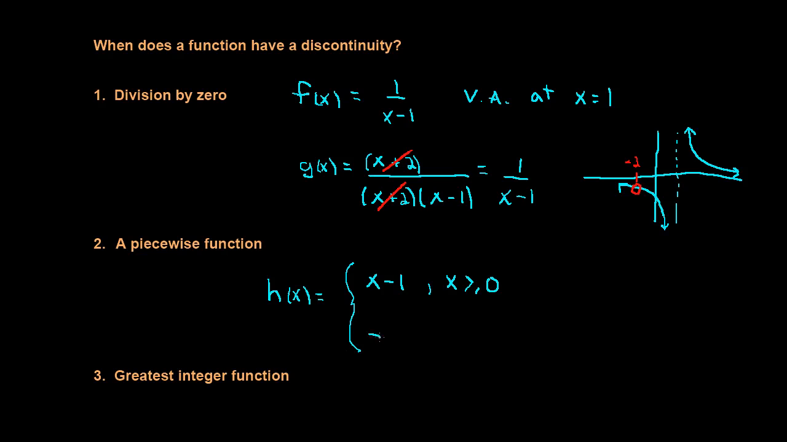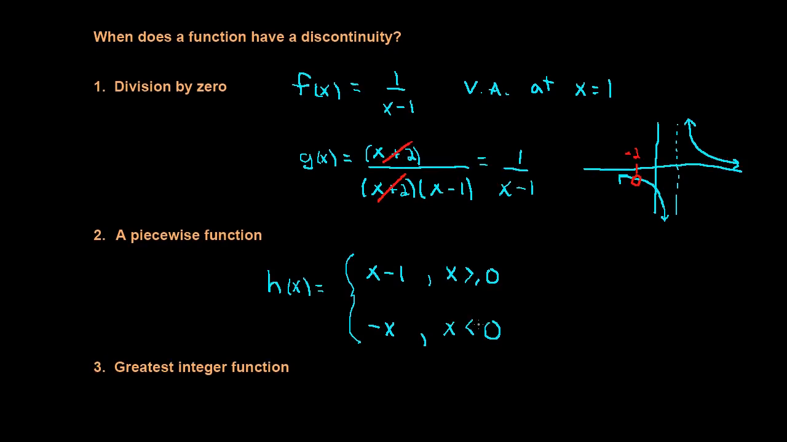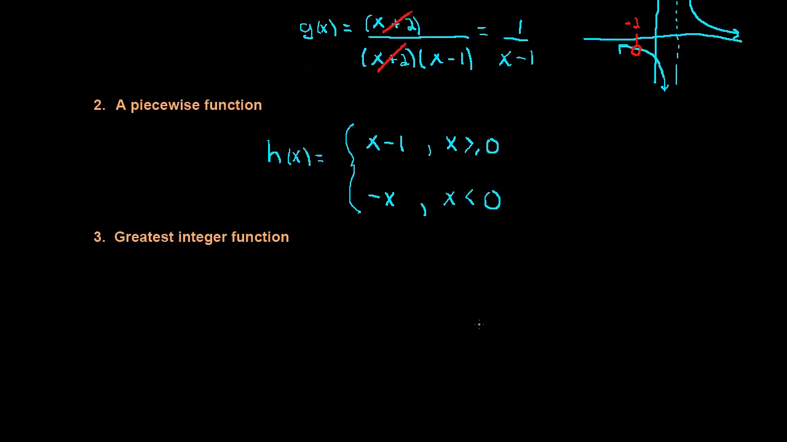Let's pick out another one. Let's try negative x for all x that are less than 0. Well, here's a piecewise function, and again, just because it's a piecewise function doesn't mean that it's going to have a discontinuity, but it could. And since this is a continuous function and this is a continuous function, the only possible place this thing could possibly be discontinuous is at this point of 0.